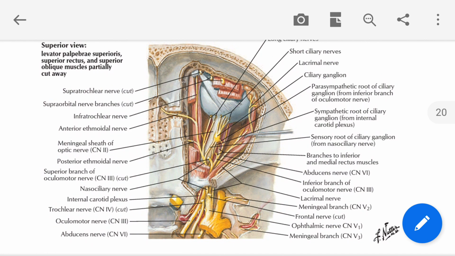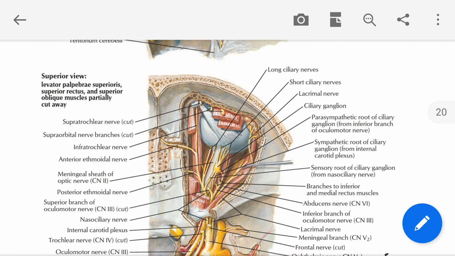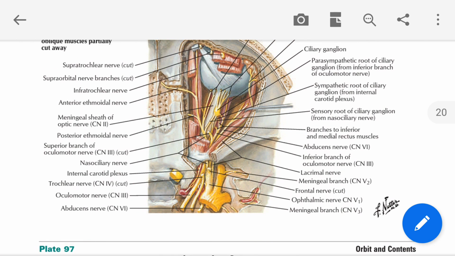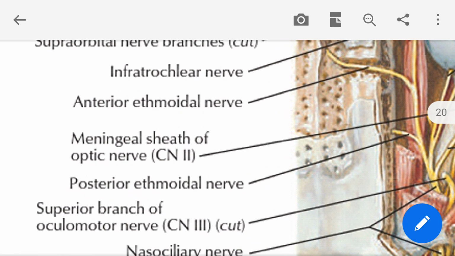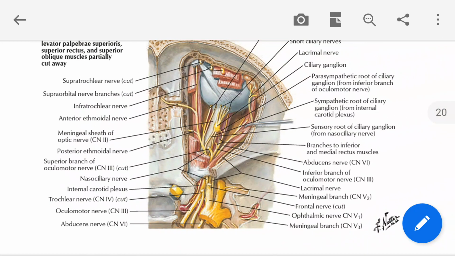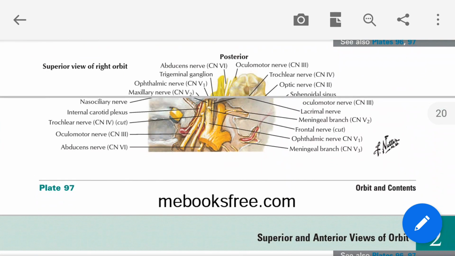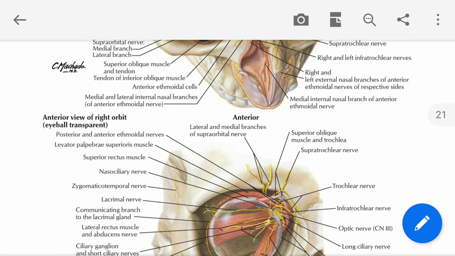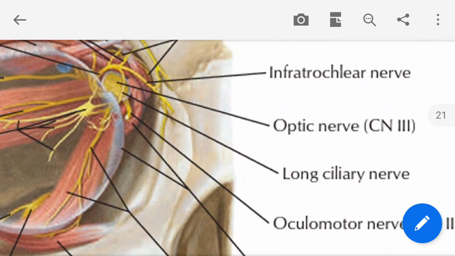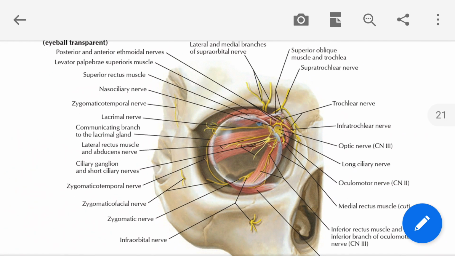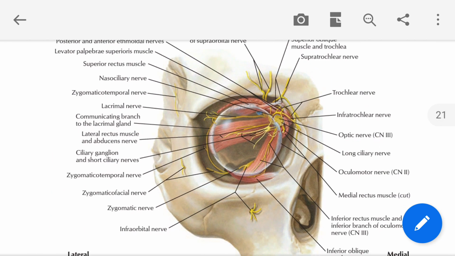Here also all the nerves are shown. See, here the name is written, optic nerve. Here also optic nerve.